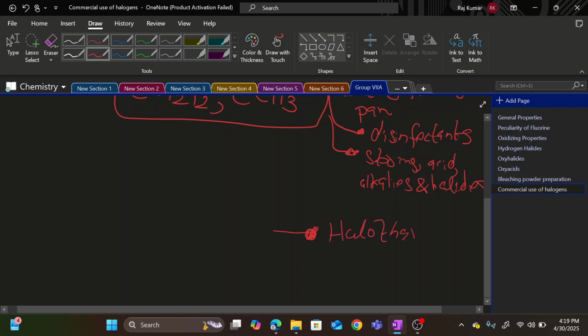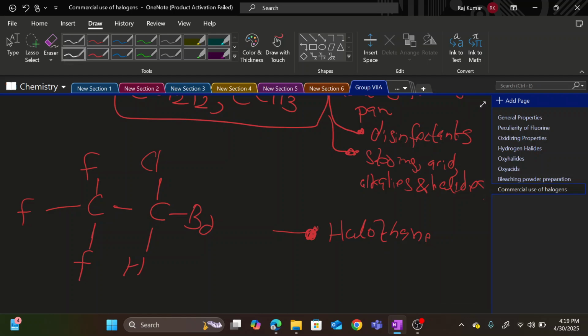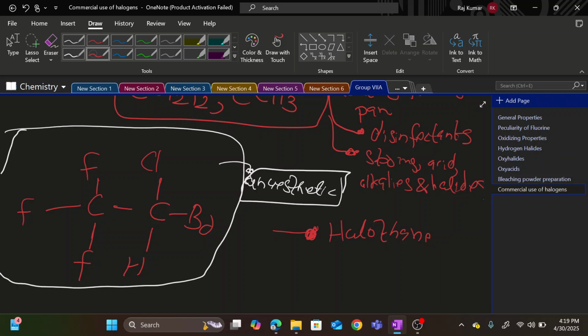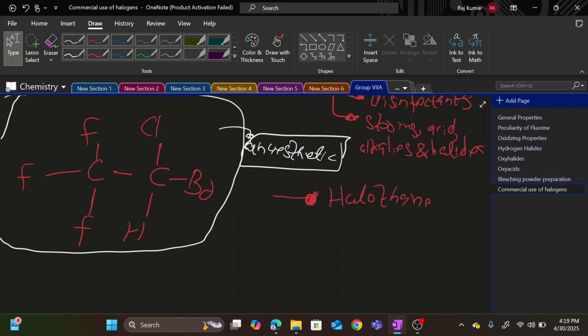Another important thing that needs to be considered over here is a special compound known as halothane. What is halothane? The structure of halothane is like this. It's basically three fluorine atoms attached to one carbon, and the other carbon having chlorine, bromine, and hydrogen. This structure is known as halothane. Now, this halothane is of particular importance because it is used as an anesthetic. So this is an important thing.